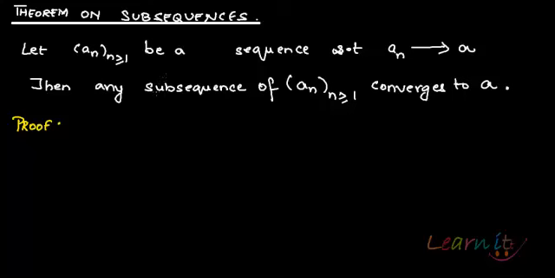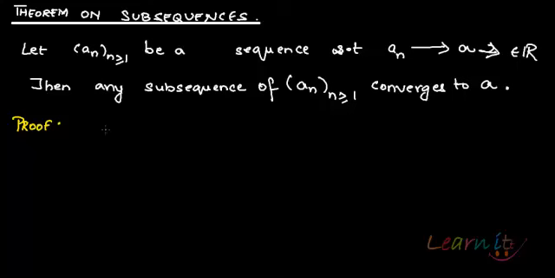One very important theorem on subsequences says that in case you have a sequence a_n such that the limit of that sequence is convergent and it converges to, say, a limit a, so this a will be some real number, then any subsequence of this sequence will also converge to a.